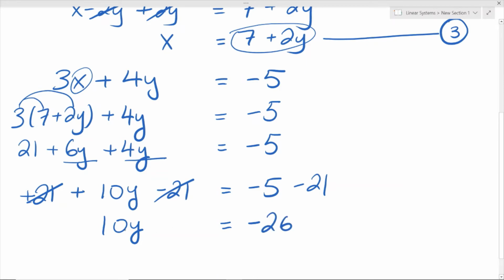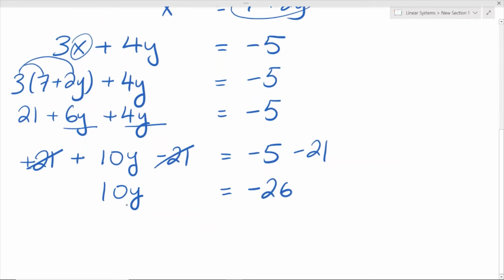And then here we have 10y, so 10 times y, right? 10y is the same as 10 times y, so the opposite of that is to divide by 10 here on this side, and then whatever we do on one side, we must do on the other side. So I divide both sides by 10, and this 10 and this 10 will cancel, and we're left with y, which is equal to negative 26 over 10.